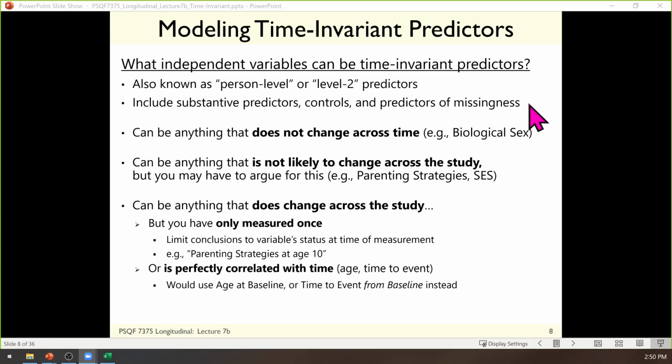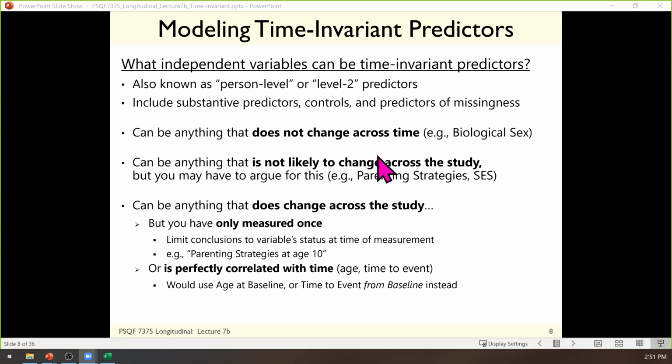Level 2 predictors. These can be things that you care about deeply as a predictor, or they can be controls, things you don't care about, but someone else will yell at you if you don't put them in your model. To me, that's a substantive distinction that I don't make. I call them all predictors. So they're X's. Time invariant predictors are person characteristics. They are level 2 predictors, and they are things that you have only measured once. So time invariant is a consequence of your measurement schedule, not a statement about the variable itself.